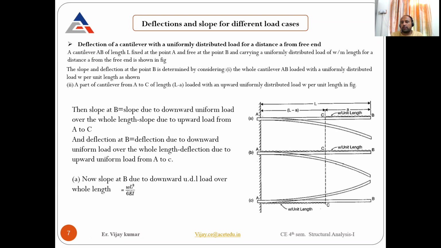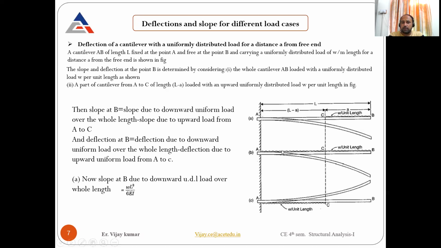So dear student, if you see in the previous two slides, first we have considered the completely UDL part. Second, we have considered the UDL at a distance A from the fixed end. Now, from this particular diagram, what you are able to see is the deflected shape. As you can see, the W is per unit length from C to B, a distance A from the free end where it is acting.